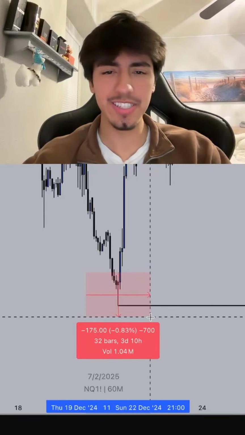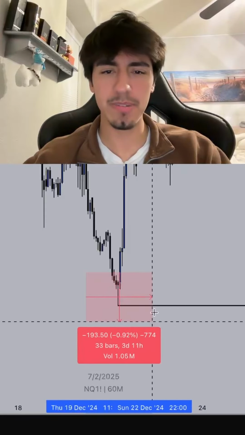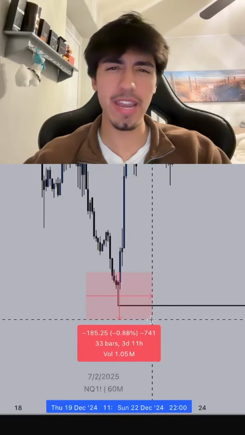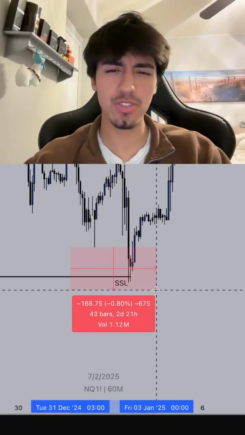First, you want to identify your liquidity. So as you can see, obviously right here, we have a low point that has not been tapped into or touched in any way. So this would be my area to target. And as you can see, this candle comes and sweeps out all this liquidity.